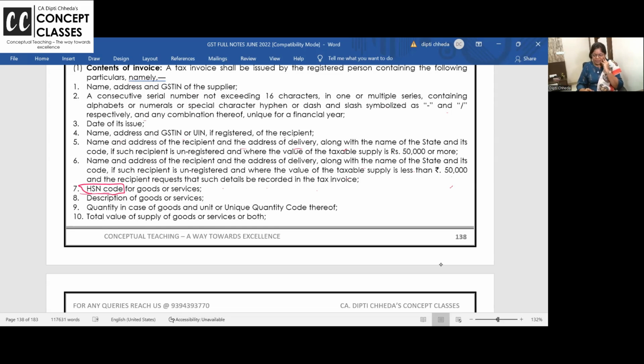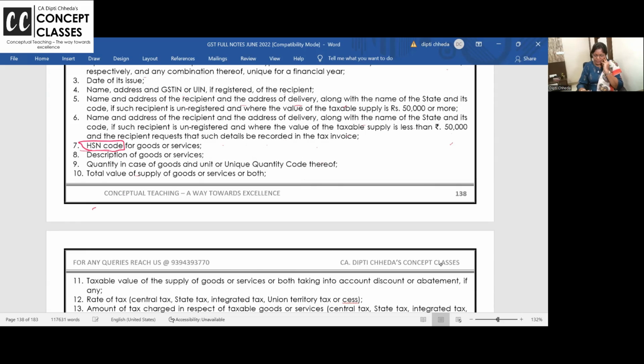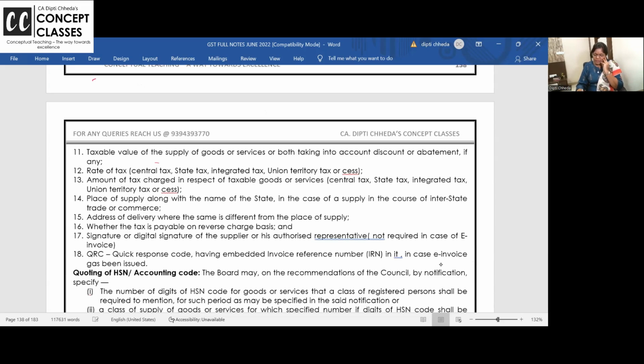HSN codes are given. Description of the goods should be there in invoice, quantity and all, total value, taxable value, discount and after all that, rate of the tax. If it is intrastate, you will apply CGST and SGST. Interstate, IGST. Amount of tax charged should always be written separately in invoice. Mark it very important for true and false.